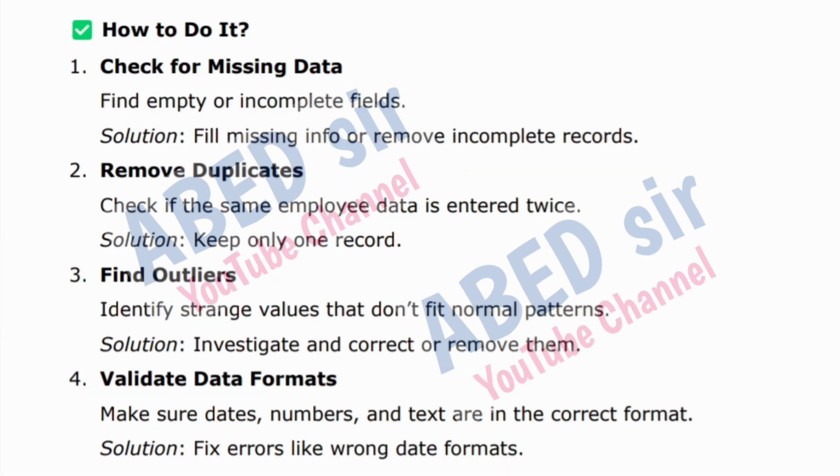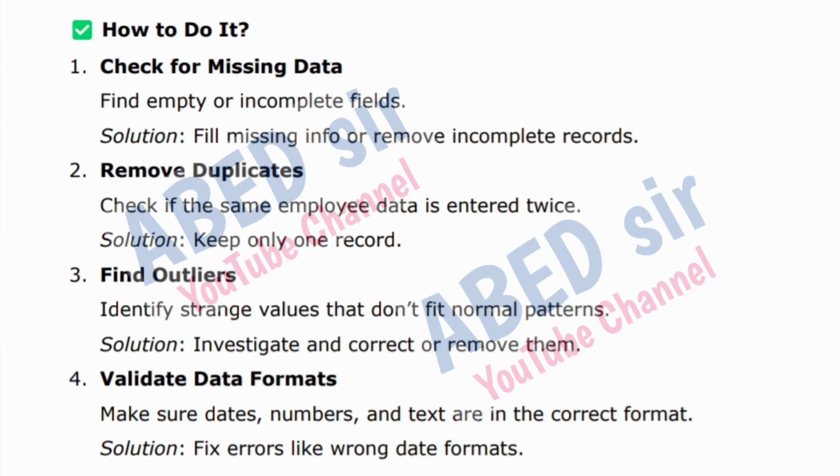How to do it? 1. Check for missing data. Find empty or incomplete fields. Solution. Fill missing info or remove incomplete records. 2. Remove duplicates. Check if the same employee data is entered twice. Solution. Keep only one record. 3. Find outliers. Identify strange values that don't fit normal patterns. Solution. Investigate and correct or remove them.